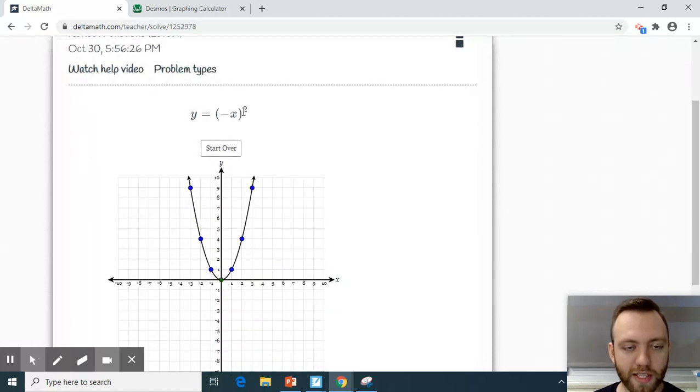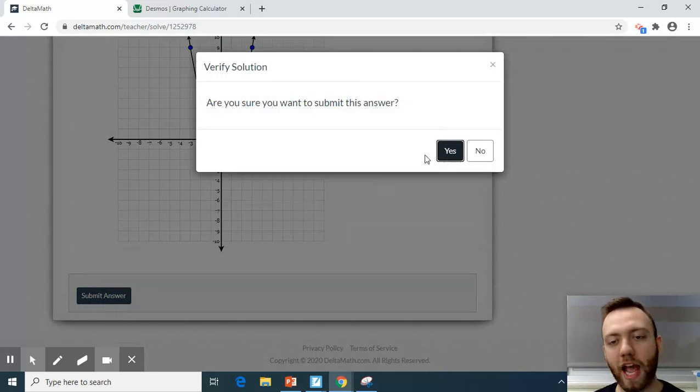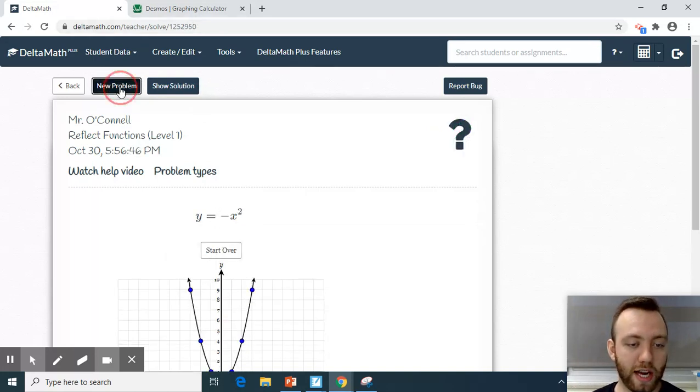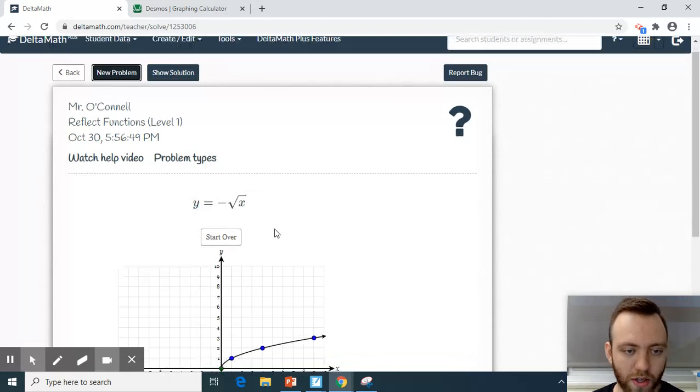Again, this one is inside negative x squared. We would really reflect it over the y-axis, but when we do that, we just get itself. So that one actually doesn't change, right? And that makes sense because in parentheses, negative x squared is positive x squared. So nothing really changes there.